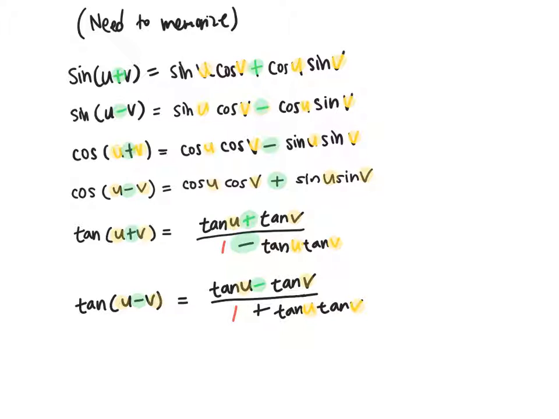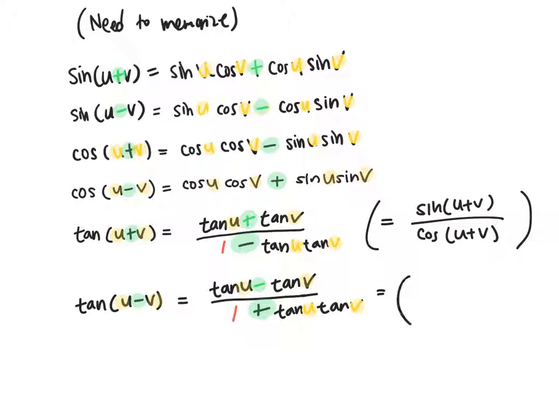So when you had a plus, you have a minus. When you had a minus, you have a plus. One thing I want you to know, it's not part of your formula memorization, is that tangent of u plus v is also equivalent to sine of u plus v over cosine of u plus v, right? Because you have sine over cosine equaling tangent as long as the angle is the same.